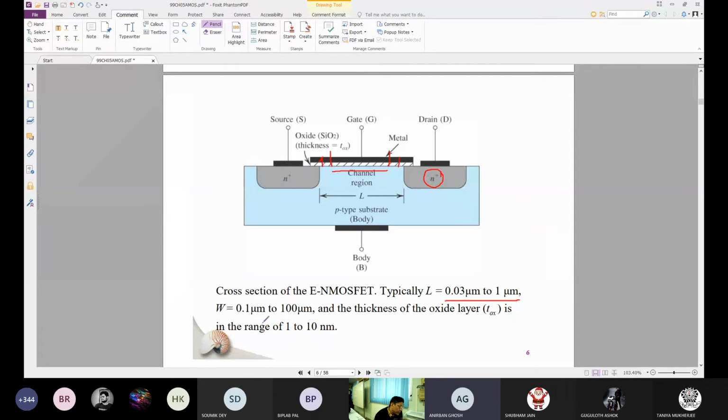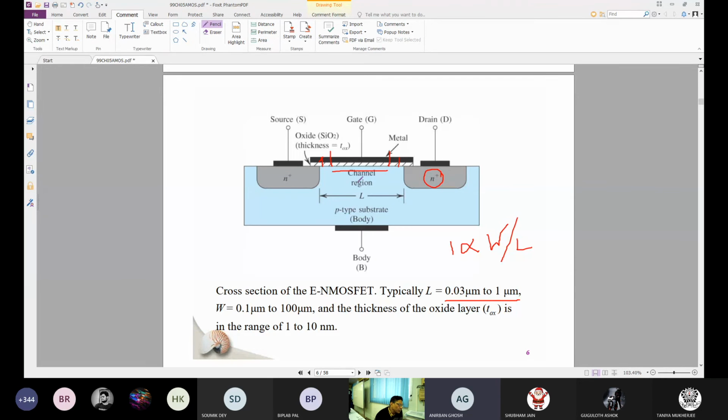Then the width is something like 0.1 micrometer, and it can vary depending upon the current requirement. When you need more current, the current is typically proportional to W. So ID is proportional to W, and it is inversely proportional to L. The current between drain and source flows, but the gate current is 0.